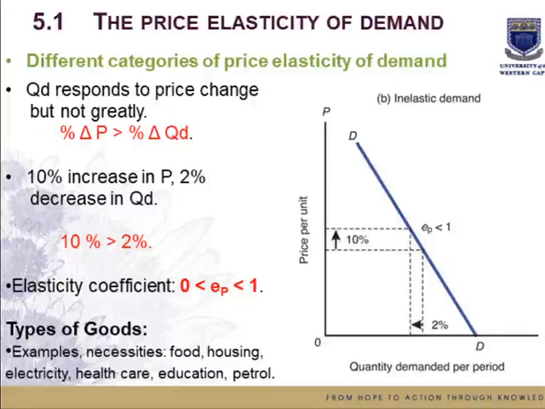More so, for products with inelastic demand, the total revenue changes in the same direction as the change in price. Hence, for a profit maximizing firm, they will always have an incentive to raise the price in order to increase revenue. Examples for goods with inelastic demand include necessity goods such as food, housing, electricity, healthcare, education, amongst others.